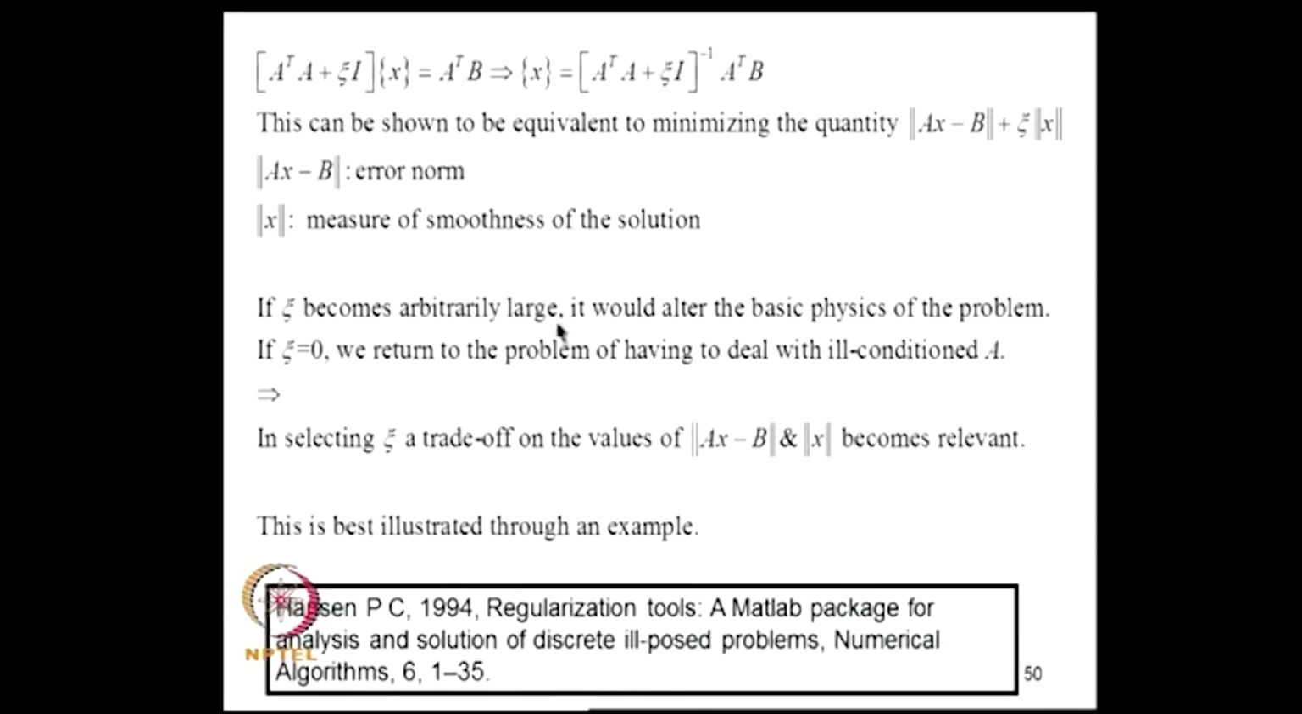Now, how to select xi is still the question that we have to answer. We cannot go on increasing xi indefinitely, then you will be fiddling with the physics of the problem, which is not acceptable. On the other hand, if you put xi equal to 0, then you are back to the problem of inverting an ill conditioned matrix. So, there is obviously a trade off in selecting xi between the values of this norm and this norm. So, what is done is we consider what is known as the L curve, and there is a useful reference I have given here, which is available on the web.